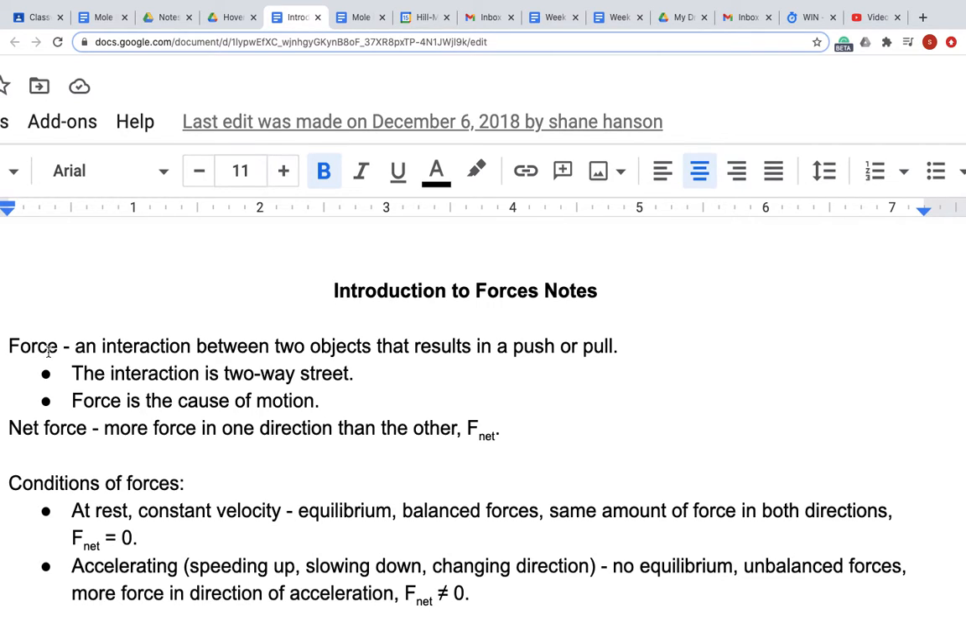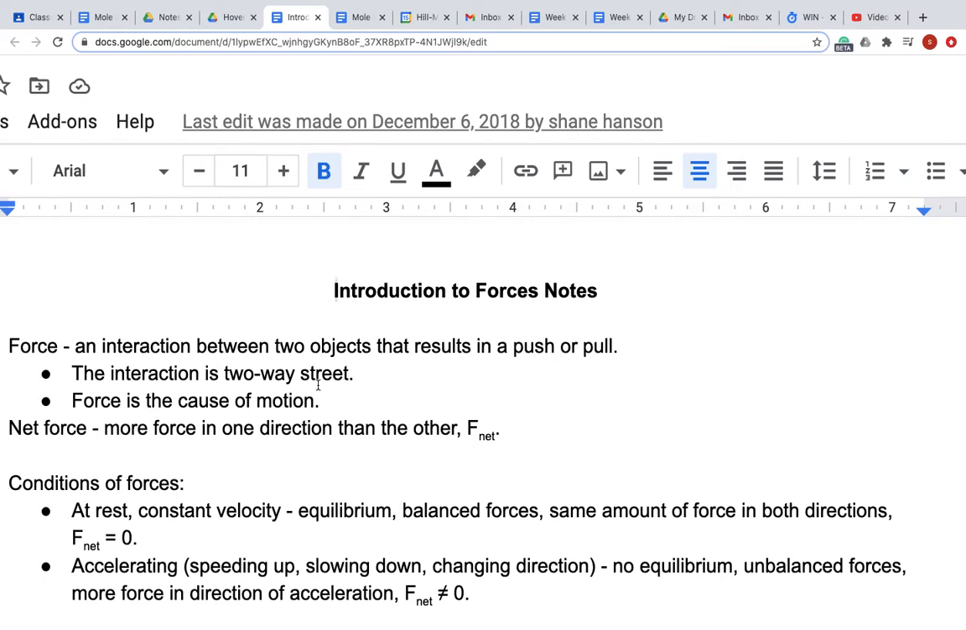So here's the definition of a force. It's an interaction between two objects that results in a push or a pull. So that's any interaction between two objects. Basically, when two objects touch, there is an interaction. And that interaction is a two-way street, meaning if one pushes one thing, the other thing pushes right back. That's always the case, so there always has to be an interaction between two objects. There cannot be a force unless there's another object interacting with that one object.